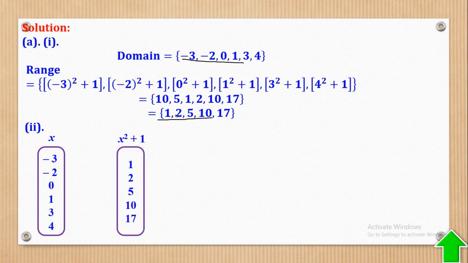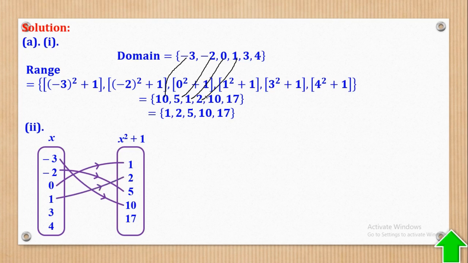Then we shall start mapping negative 3. Negative 3 corresponds to 10, so we shall come and put that arrow. Then negative 2 corresponds to 5, so we shall come and put that arrow. 0 corresponds to 1, so we shall put that arrow. 1 corresponds to 2, so we put that arrow. 3 corresponds to 10, and 4 corresponds to 17, so we put those arrows. So basically that's what they wanted in that part.